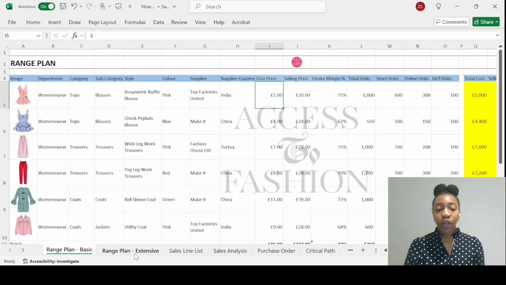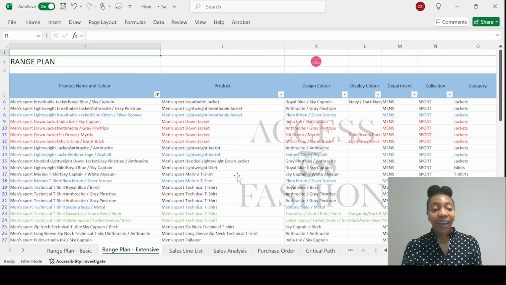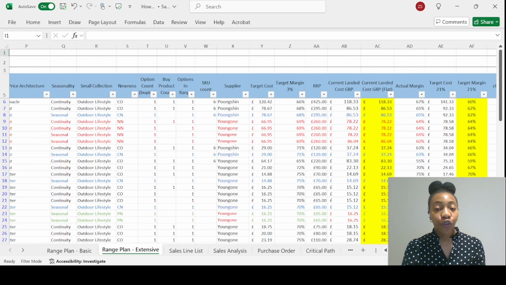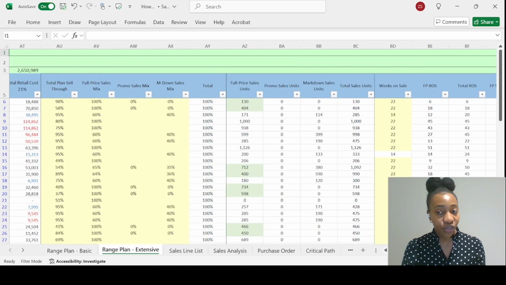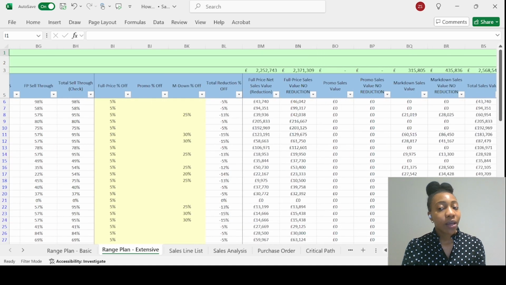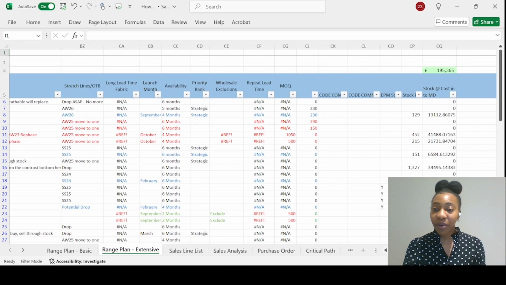I do have lots more to show. For part 2, I will show you the extensive range plan, which looks a bit like this. It's a beast. You have plenty and plenty of columns, so much detail. This is what an industry standard range plan looks like. I will take you through this in part 2.